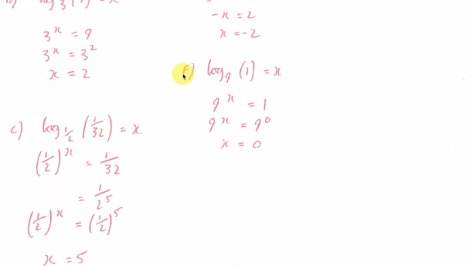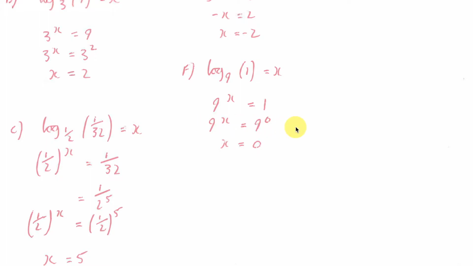Same thing now for f. I've got log base 9 of the number 1 equals x. I've just made it equal to x because that's what I want to evaluate. So the base is 9. 9 to the power of that x is equivalent to 1. So I've got my 9 to the x here. Can I rewrite that 1 so it has the same base as the left-hand side?